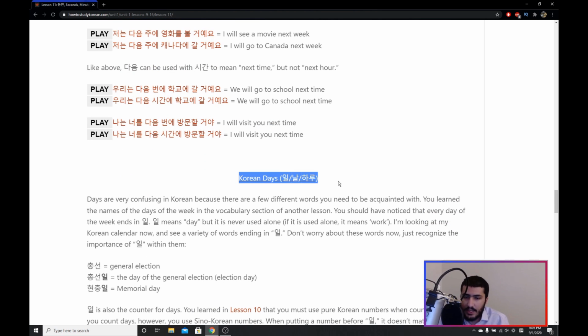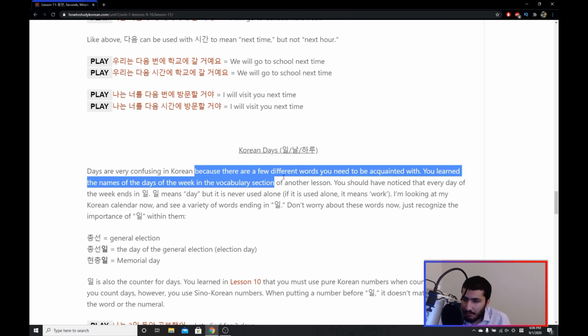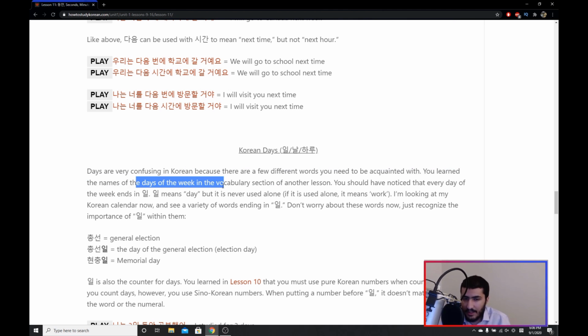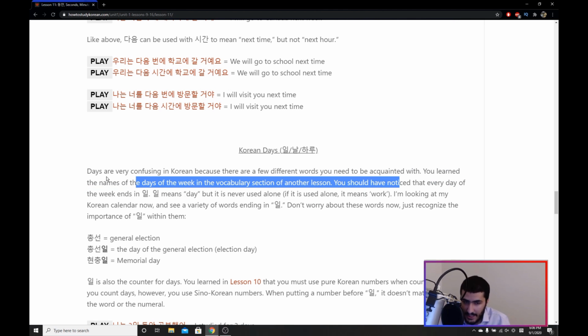Alright, Korean days. 일, 날, 하루. What's going on with days? I wouldn't say they're very confusing, but they are confusing. This might be in the confusing to very confusing ballpark in Korean because there's a few different words that you need to be acquainted with. You will learn the names of the days of the week in the vocab section of another lesson. You should have noticed that every day ends in 일. 일 means day, but it's never used alone, because if it's used alone, it means work.